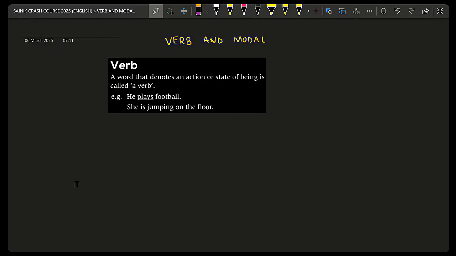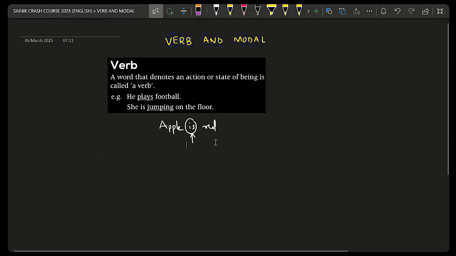And state of being means, suppose we say something like apple is red. So here the state of being is apple is. So is also a verb. It is called auxiliary verb or helping verb. So that is called state of being. Which state is it? Is, or, etc. So types of verb we are going to discuss now. So this is the types of verb.